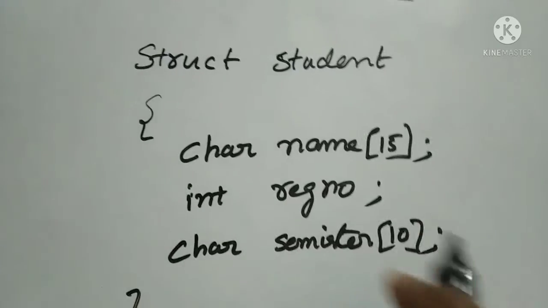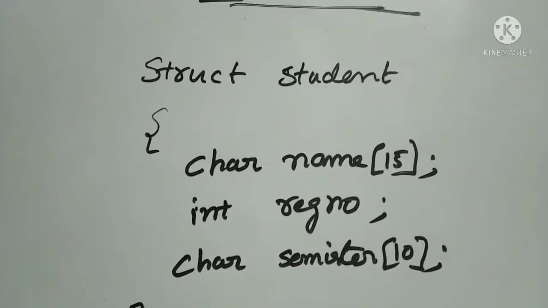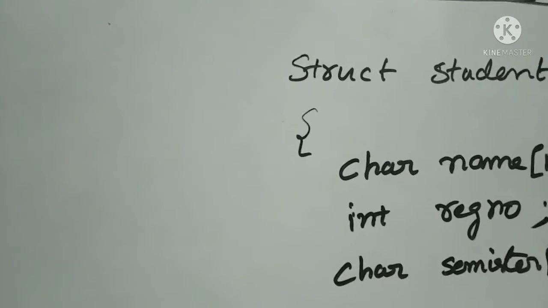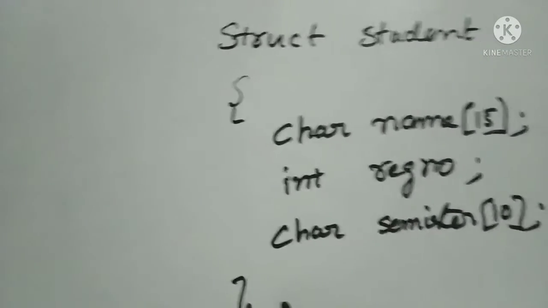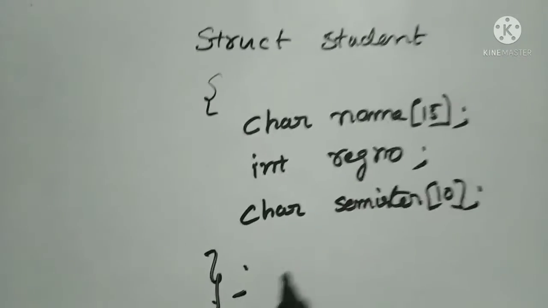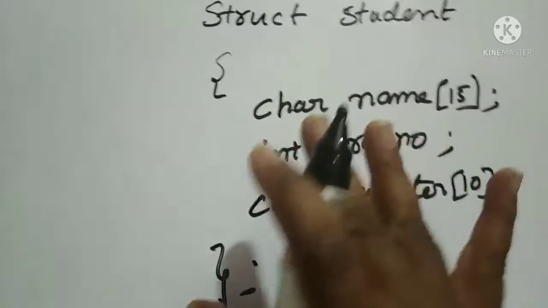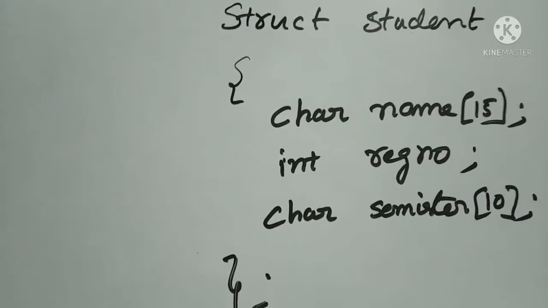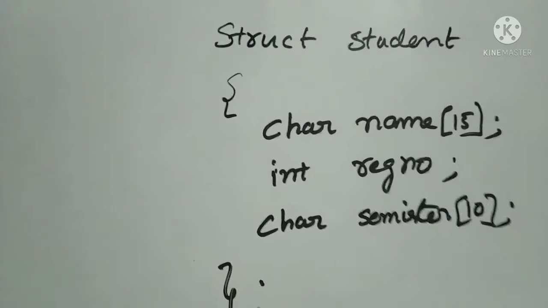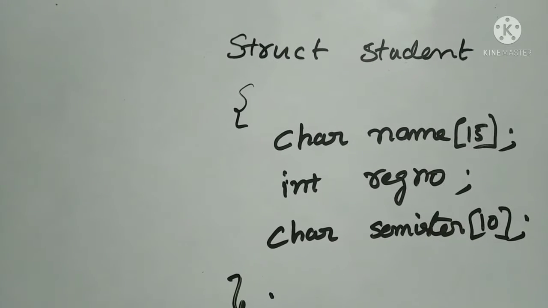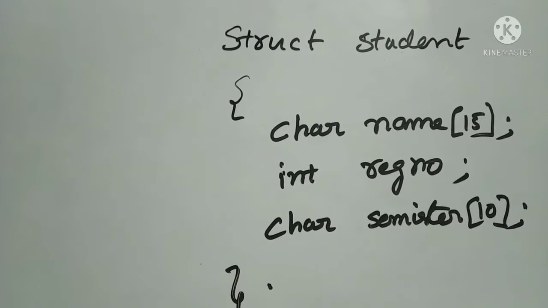Now how do we use this structure in our main program? First we have to define this structure, and we have to put a semicolon at the end of the structure. This should be defined before main. We will take one example here to indicate a structure.